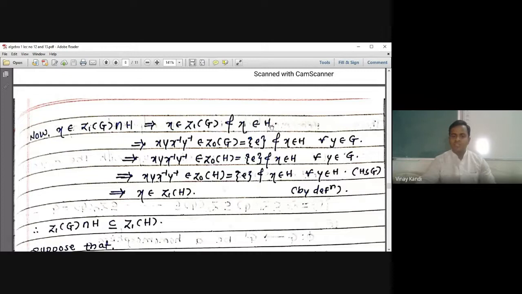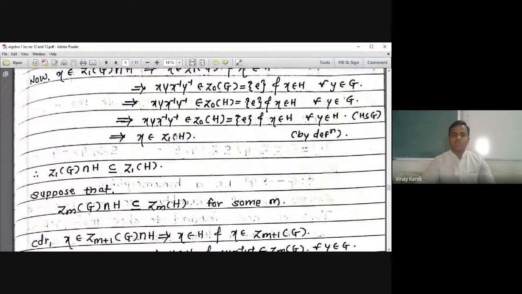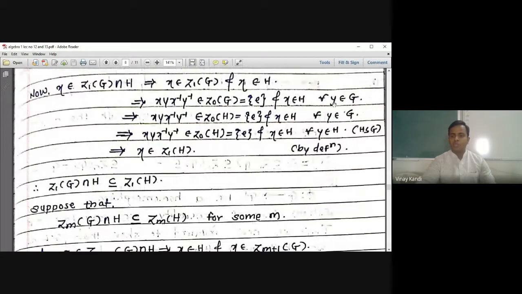But by the definition of Z1 of G, x belongs to Z1 of G, what it means: x y x inverse y inverse belongs to Z naught of G, which is equal to singleton E, and x belongs to H, for all y belongs to G.